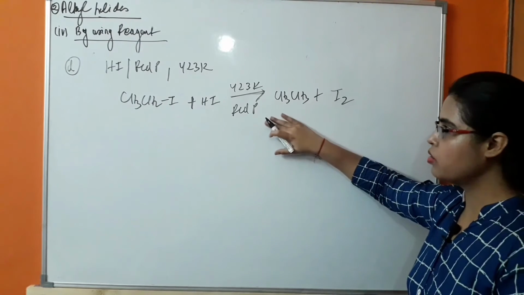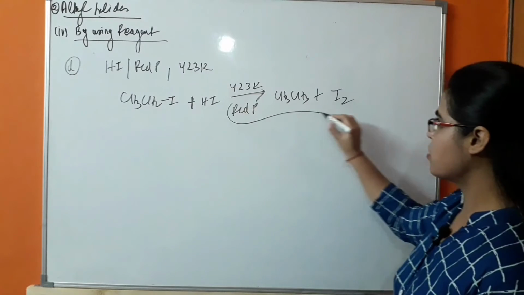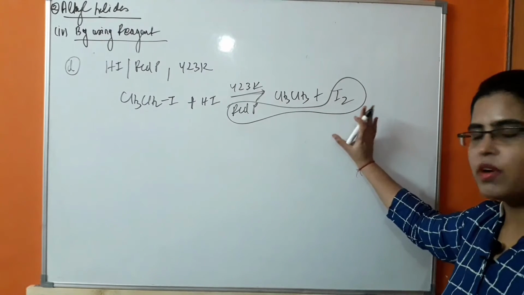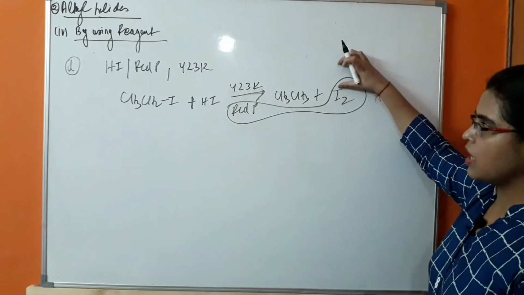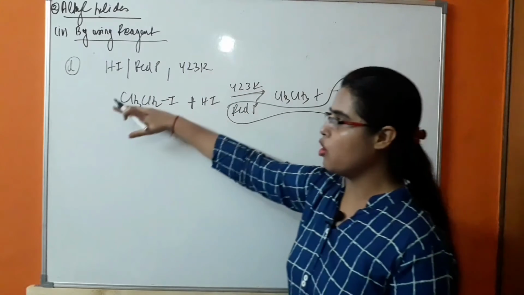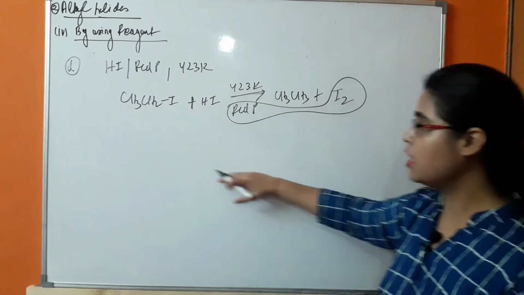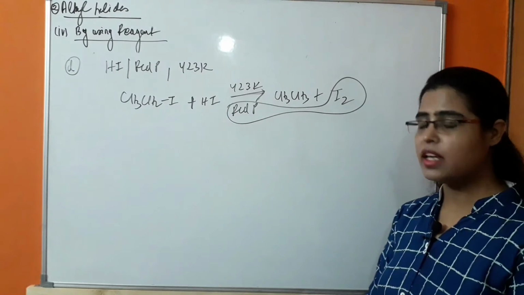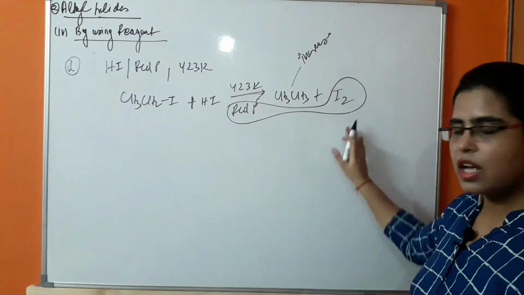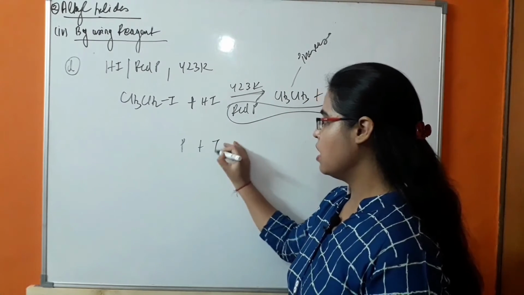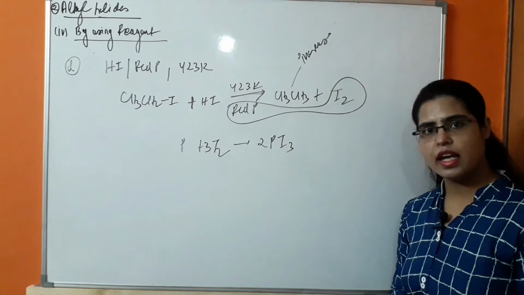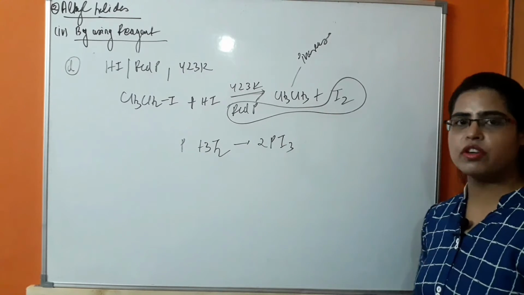In this case, what is the role of red phosphorus? This red phosphorus removes this iodine from the product side. Why is it removing? Because this iodine, if not removed, will again react with this alkane and form the alkyl iodide, which will make this reaction reversible. Okay, because of that the production of alkane will become less. So how is it removing this iodine? Red phosphorus reacts with iodine and phosphorus triiodide is formed. So this is the role of red phosphorus.